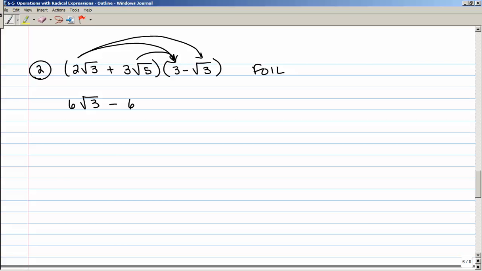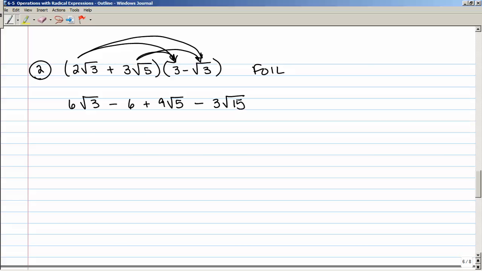Inner. 3 square root of 5 times 3 is 9 square root of 5. And then when I do my last, it's actually going to be a minus 3 times the square root of 15.